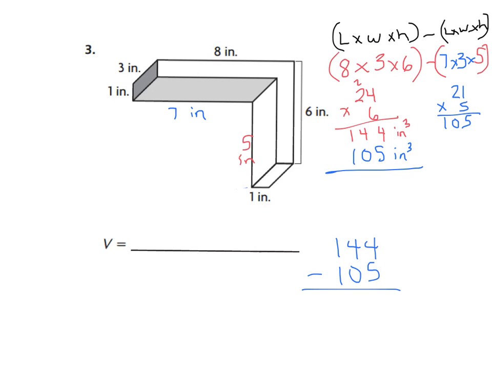All right, let's go ahead and do this. When you subtract, you should have 39 cubic inches to be the volume of our complex shape.